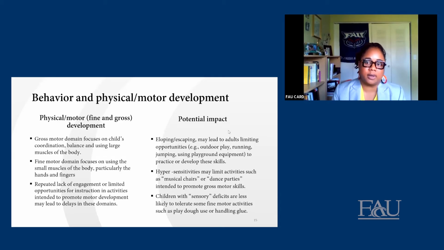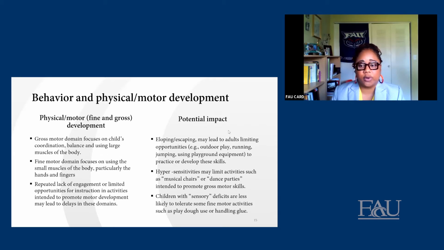Physical development, motor development, how that is impacted by behavior. So this domain covers gross motor, focusing on coordination, balancing using large muscles of the body. Fine motor domain focuses on smaller muscles of the body, particularly using the hands and fingers. Repeated lack of engagement or limited opportunities for instruction might impact the child who is an eloper.